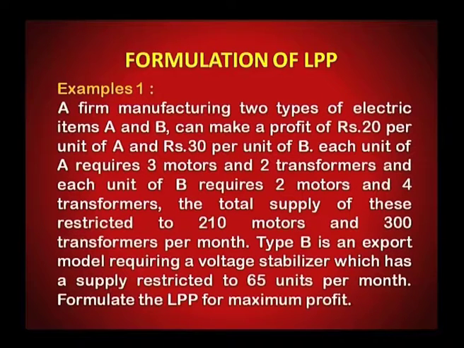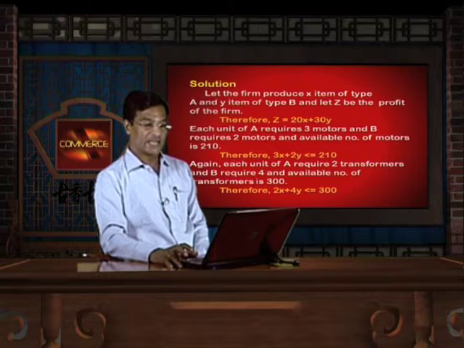Each unit of A requires 3 motors and 2 transformers, and each unit of B requires 2 motors and 4 transformers. The total supply of these is restricted to 210 motors and 300 transformers per month. Type B is an export model requiring a voltage stabilizer, which has a supply restricted to 65 units per month. Formulate the linear programming problem for maximum profit. Its solution is as follows.